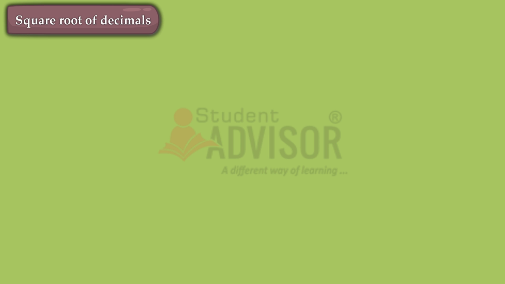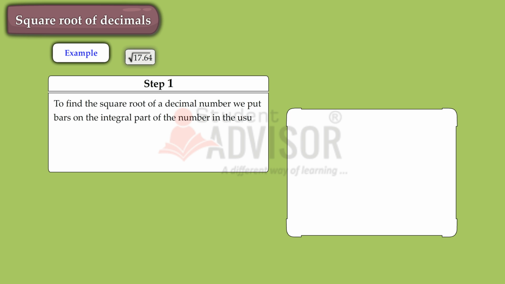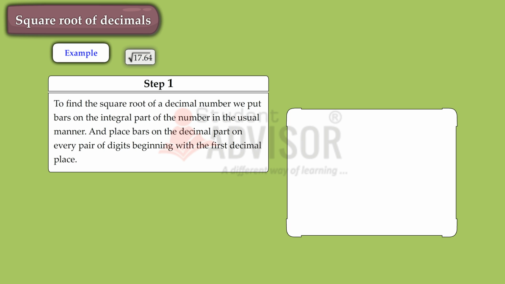Finding square root of perfect square decimal numbers by division method. Example. Square root of 17.64. Step 1. To find the square root of a decimal number, we put bars on the integral part of the number in the usual manner, and place bars on the decimal part on every pair of digits beginning with the first decimal place. Proceed as usual. We get 17.64.